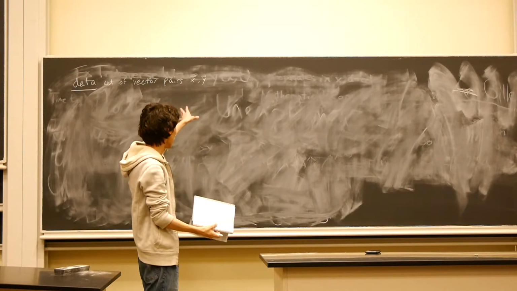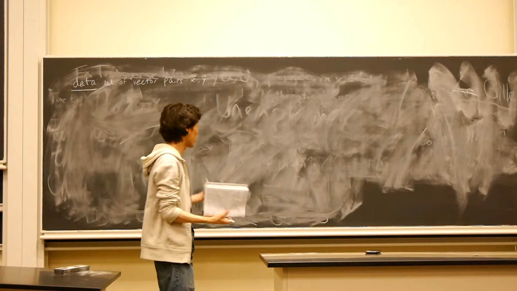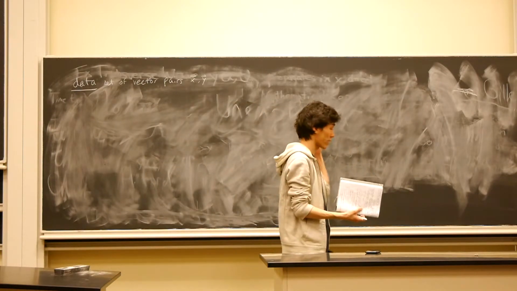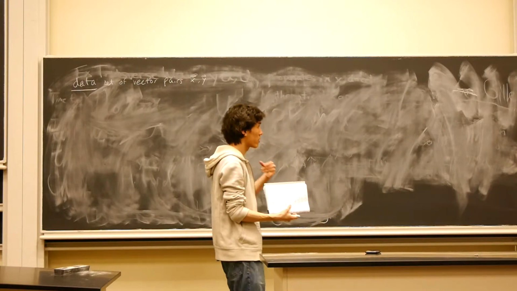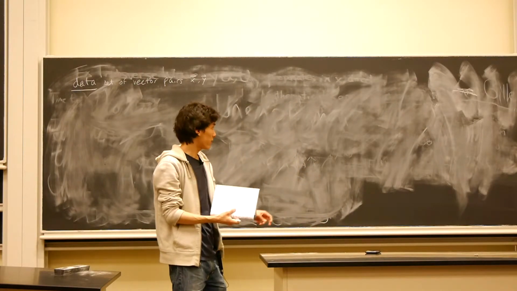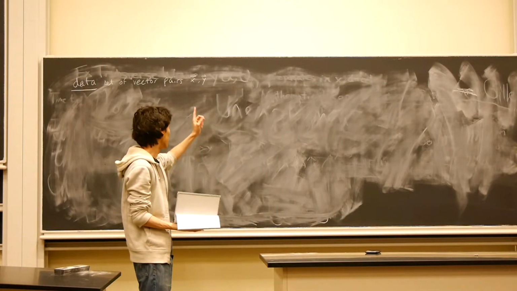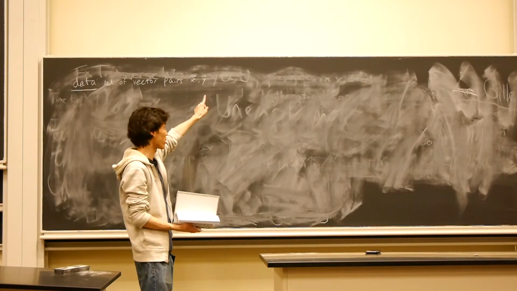I have a pair of vectors. X is a set of inputs to the neural network. I just set the input neurons, the input nodes, to the values of X. And then I run the network forward. I get some output values. And I compare them to the values that I have, the training labels, Y.